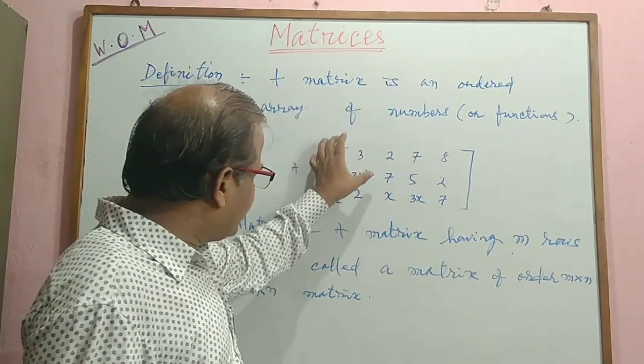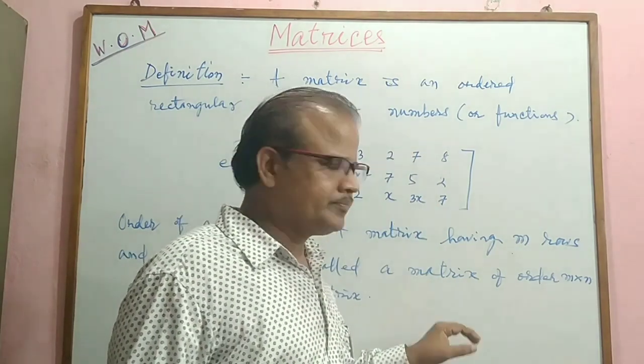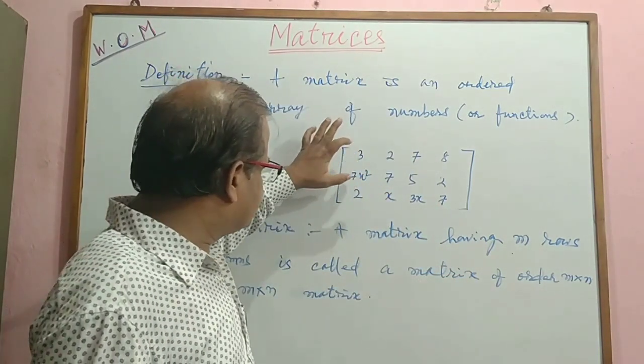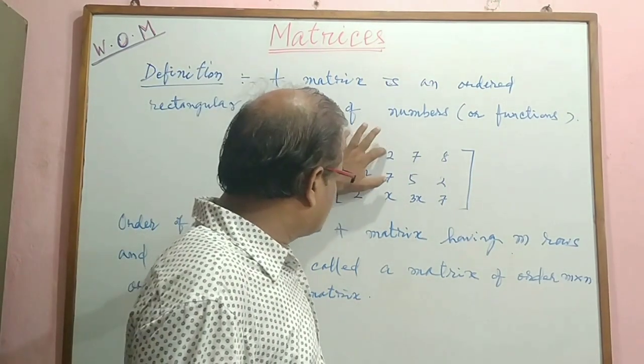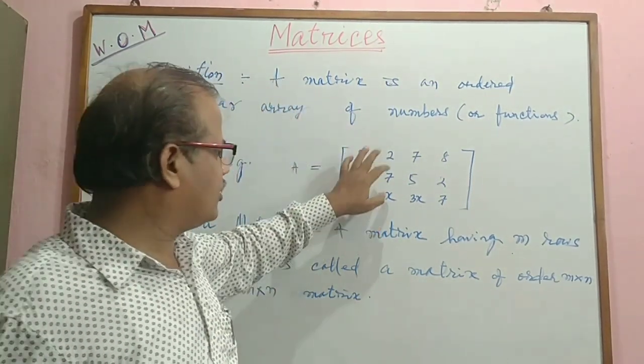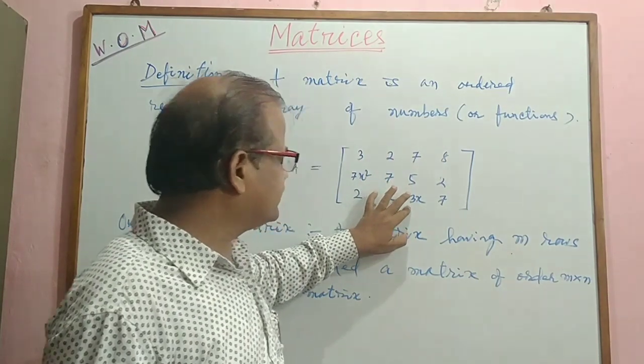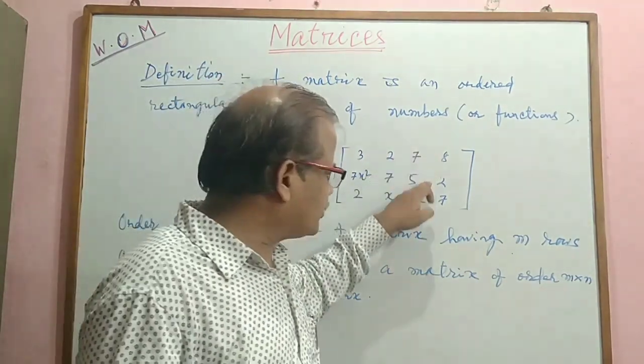And its vertical lines are called columns. Here the first column is 3, 7x square, 2. The second column is 2, 7x. The third column is 7, 5, 3x and the fourth column is 8, 2, 7.